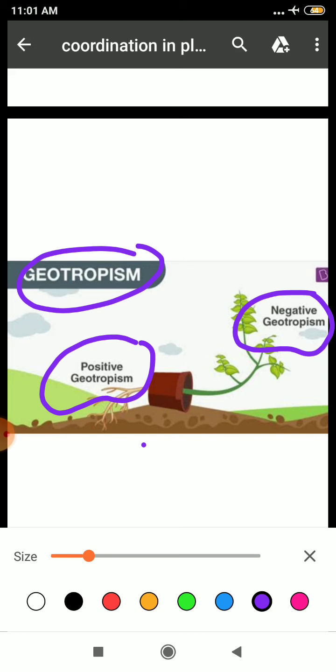Clear? In this case, students, roots are showing positive geotropism. Why? Because they are moving towards the gravity, whereas the stem is showing negative geotropism. Why? Because it is moving away from the gravity. Understood? In case of your root, they are showing positive. Why positive sign? Because it is moving towards the gravity, and the stem is moving away from the gravity, so it is negative geotropism. Understood?